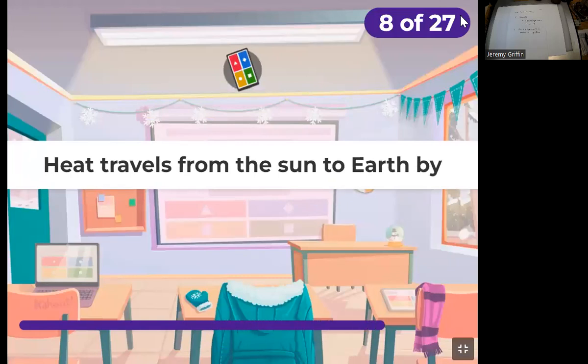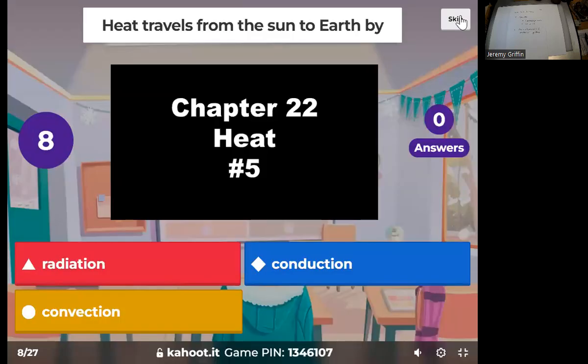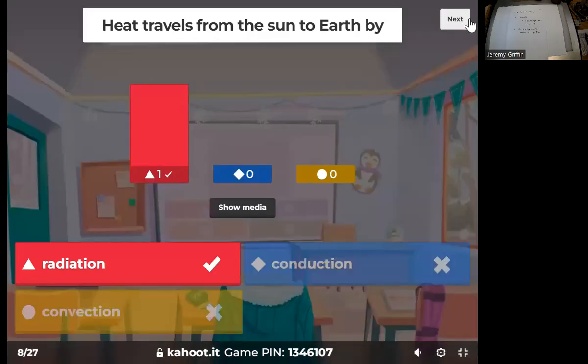Heat travels from the sun to Earth by what? How does heat get to us? Radiation. Remember the vacuum of space? That's the only type of heat transport that can go through the vacuum of space, radiation. Conduction, you need direct contact with surfaces. Convection, we're talking about fluids, like bulk movement of fluids because of temperature differences. So the only one that makes sense is radiation.